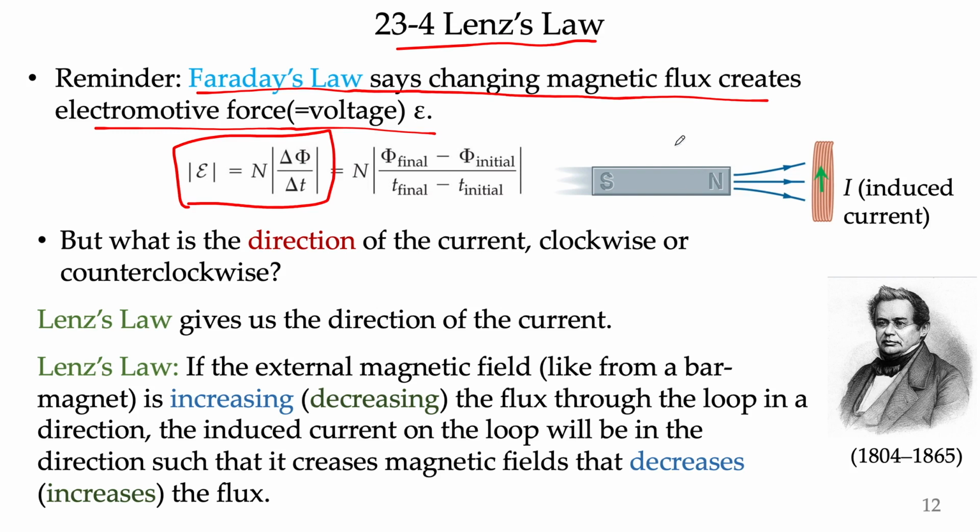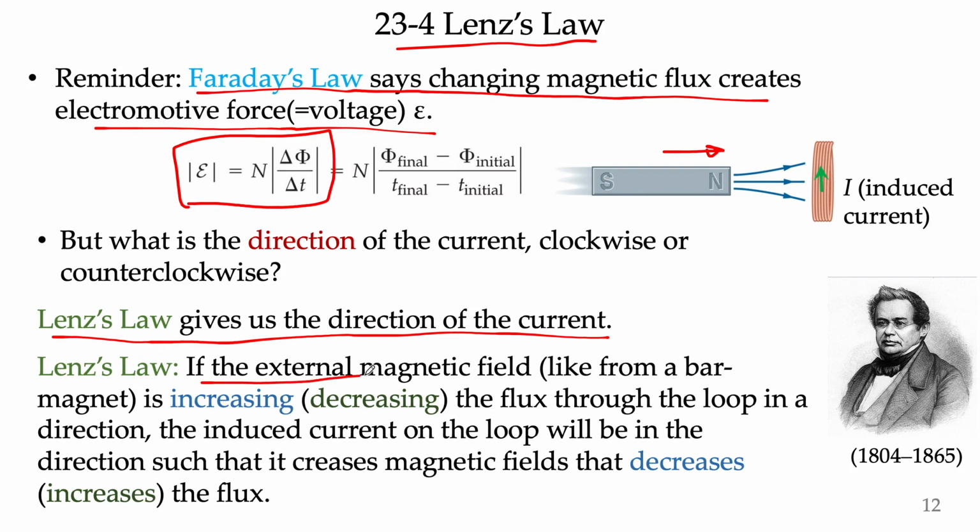So if I have a bar magnet moving to the right, and if I have a coil like this, will the current here be up or down? Now, Lenz's law gives us the direction of that current. So this is the second law. It doesn't give us a formula, it just gives us the direction of the current.